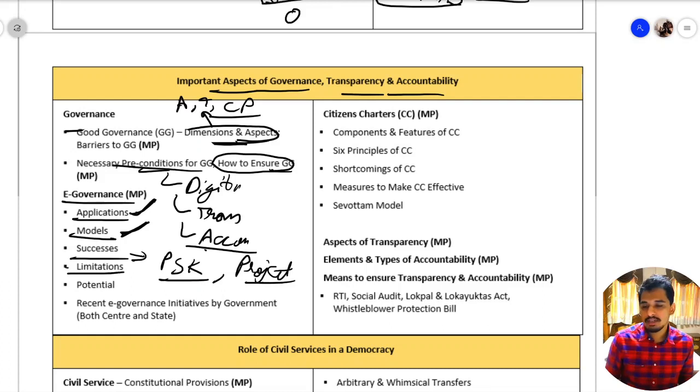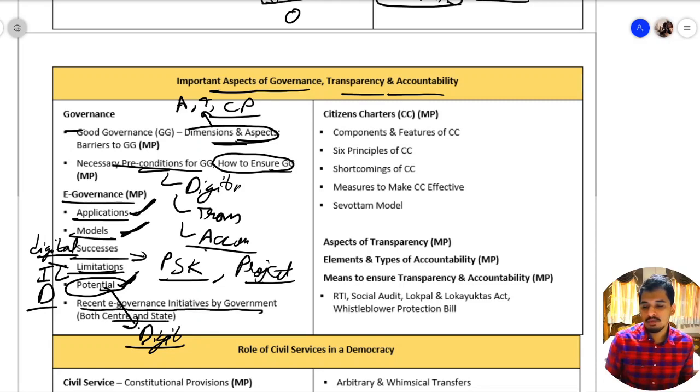What are the limitations? One of the limitations is digital illiteracy. Then we have the digital divide. So these are the limitations. Then we have potential. What is the potential? One of the potentials is that we can digitize land records and reduce corruption. So this is the potential of e-governance. And then you should know about the recent e-governance initiatives by both center and state. What are the recent initiatives they have taken?